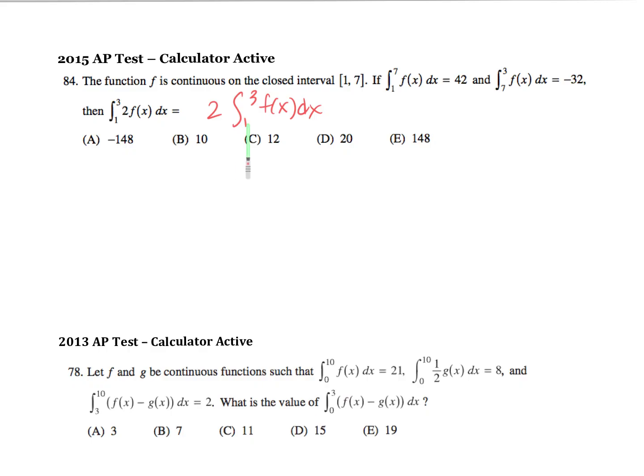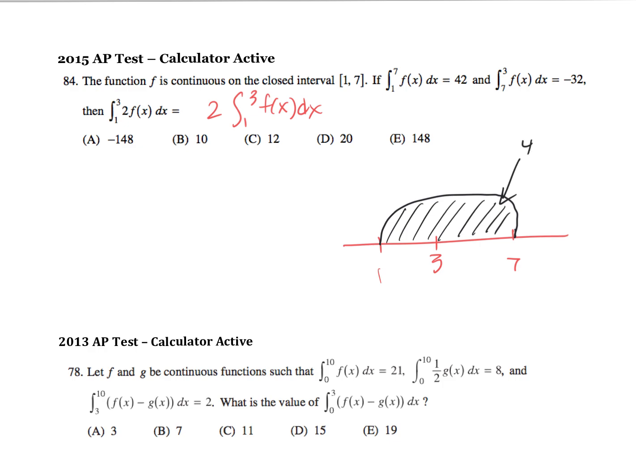How are we going to get an area from 1 to 3? Look at our bounds. We've got 1 to 7 and a 7 to a 3. So again, I kind of like to visualize. It looks like we're going 1 to 7, and they're breaking it around a 3. This picture doesn't need to be accurate. This picture really plays no role other than maybe helping me with my balance. They're saying the whole area is 42. Then they're saying from 7 to 3 moving backwards is negative 32.